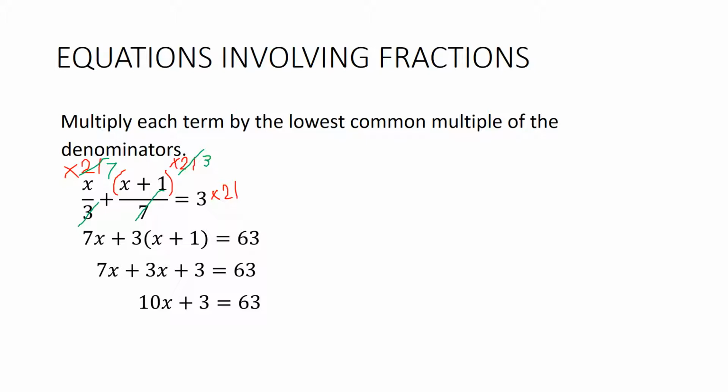Let's get rid of that 3. It's coming over here as a minus. 10x is equal to 60. Divide both sides by 10. X is equal to 6.